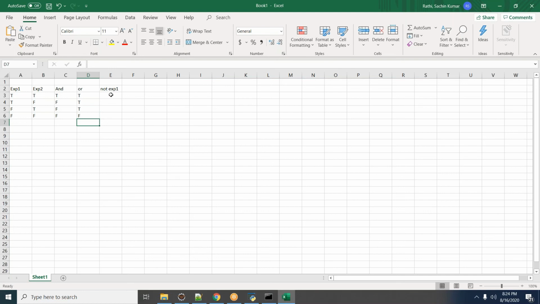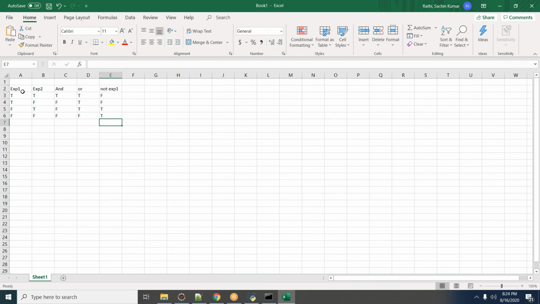There is one more, which is NOT. So we have three logical operators: and, or, not. NOT is also a logical operator. NOT true means just the opposite of the expression. So not true means false. Not false means true.